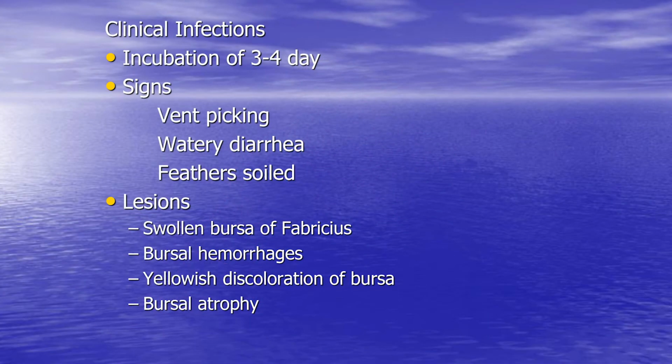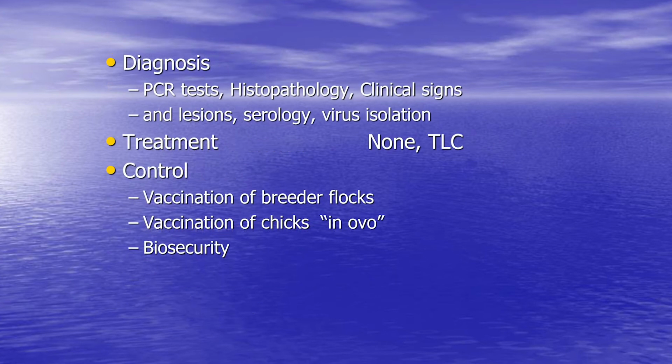Lesions: the hallmark lesion is in the bursa of Fabricius, which is that lymphoid organ located above, dorsal to, the cloaca. It is swollen, and it'll have hemorrhages on it, maybe a yellowish discoloration. It may be atrophied. Sometimes there is a caseous core of inflammation inside the bursa.